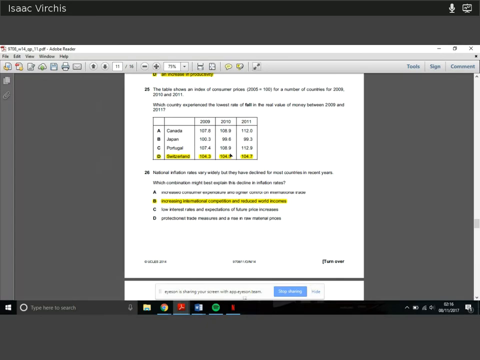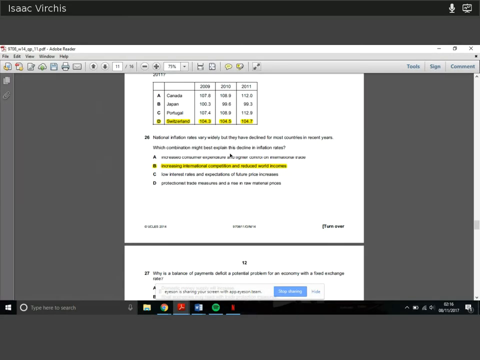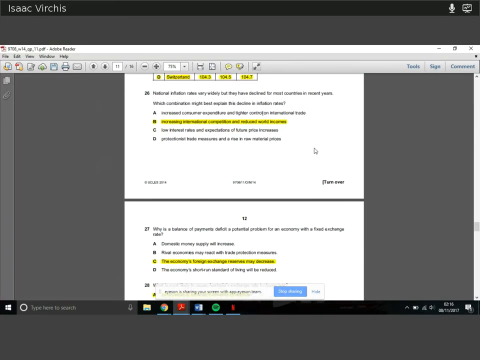National inflation rates vary widely, but they have declined for most countries in recent years. Which combination might best explain the decline in inflation rates? Well, increasing international competition and reduced world incomes definitely could explain these declines in inflation rates. The more competitive they are, the more prices are likely to be stable. And reduced world incomes means you're less likely to get imported inflation. If everyone's buying less around the world, you're going to get less inflation driven from export and import markets.